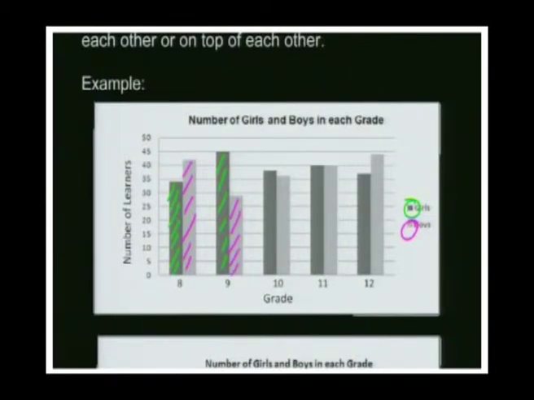So in this school, you can see that there are more boys. Now I've done this a little bit the wrong way around. I've done pink for boys and green for girls, but that doesn't matter. There are more boys in grade 8, whereas in grade 9, there are very few boys and many more girls. In grade 10, just a few less boys than girls, and in grade 11, we're exactly even, and in grade 12, well, there are more boys than girls. So can you see how we're comparing boys and girls as well as the number per grade?